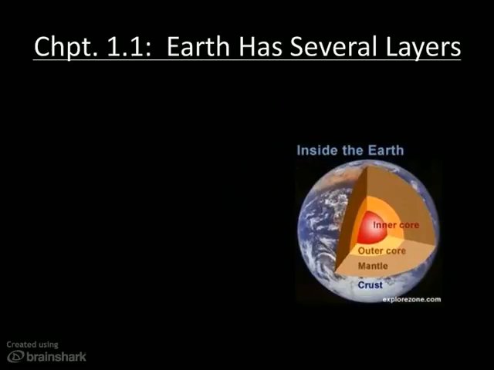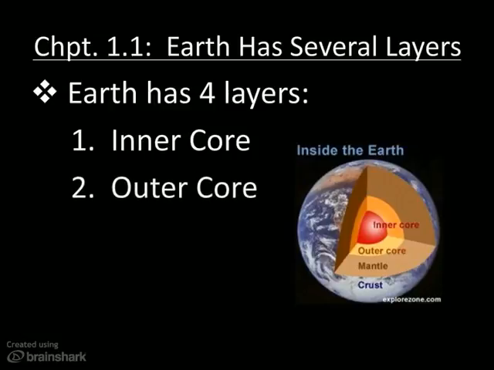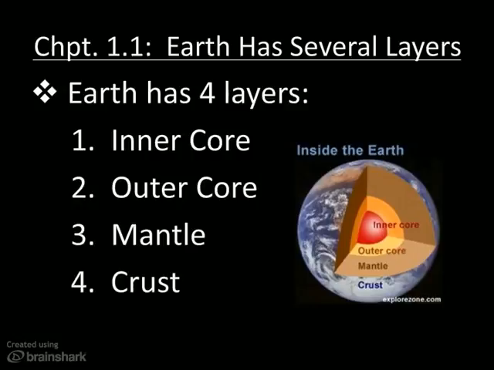Before we begin, go ahead and make sure that you have your title for your notes, which is Chapter 1.1, Earth Has Several Layers. The Earth basically has 4 layers. The innermost layer is the inner core. The second is the outer core. The third is the mantle. And the fourth is the crust.